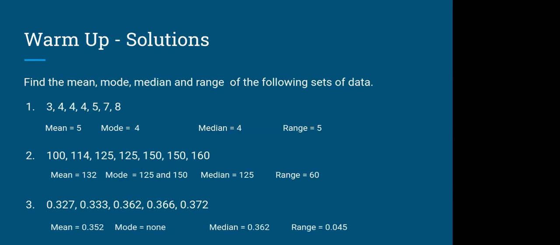So the mean is 352. Remember, let's go over tenths, hundredths, thousandths, with the "ths" on the end. So the mean is 352 thousandths. There is no mode, as he said. There are no repeating numbers. The median is 362 thousandths. And the range is 45 thousandths.